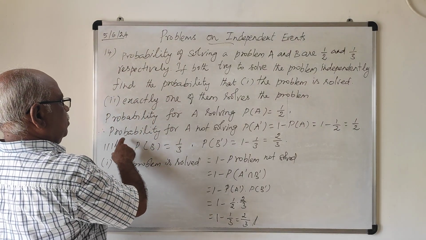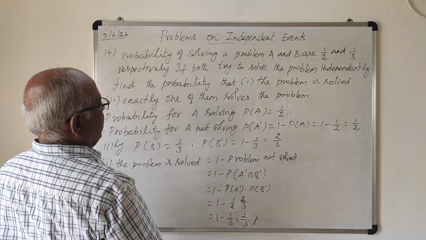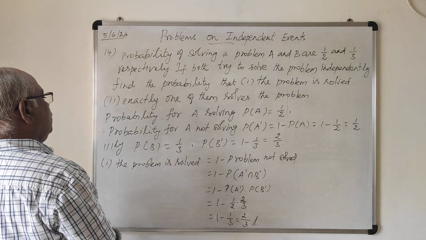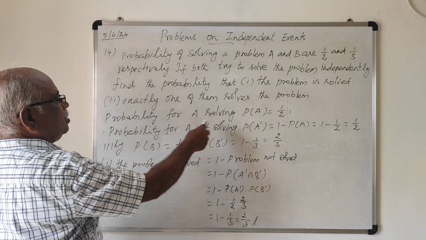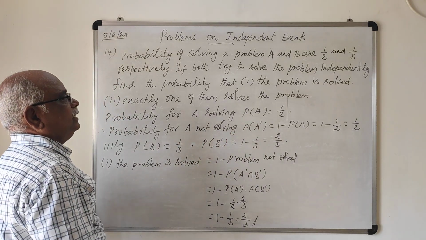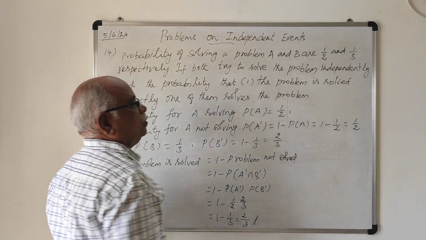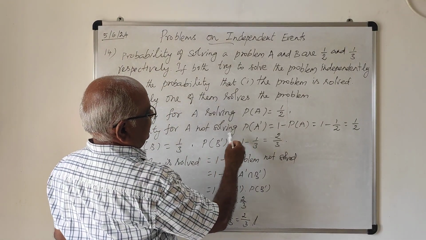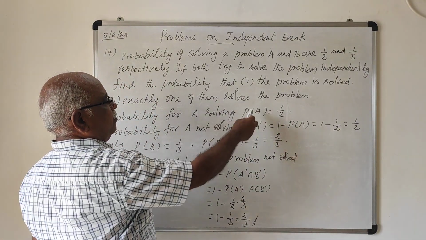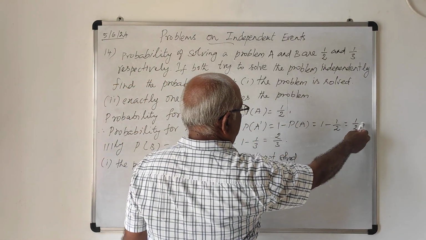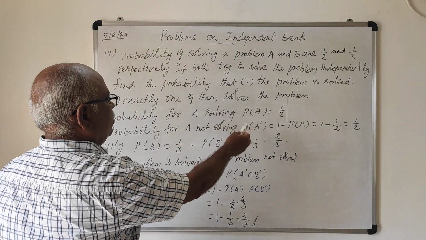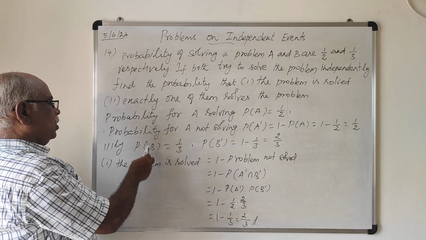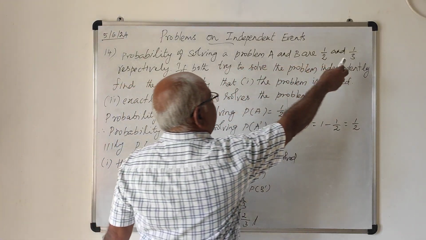The first case. The probability of A solving the problem is P of A, 1 by 2, given. Therefore, the probability of A not solving the problem is P of A dash, that is 1 minus P of A, the complement event of A. That is 1 minus 1 by 2, which is 1 by 2. So the probability of A not solving the problem is also 1 by 2. Similarly, P of B, the probability of B solving the problem, is 1 by 3.